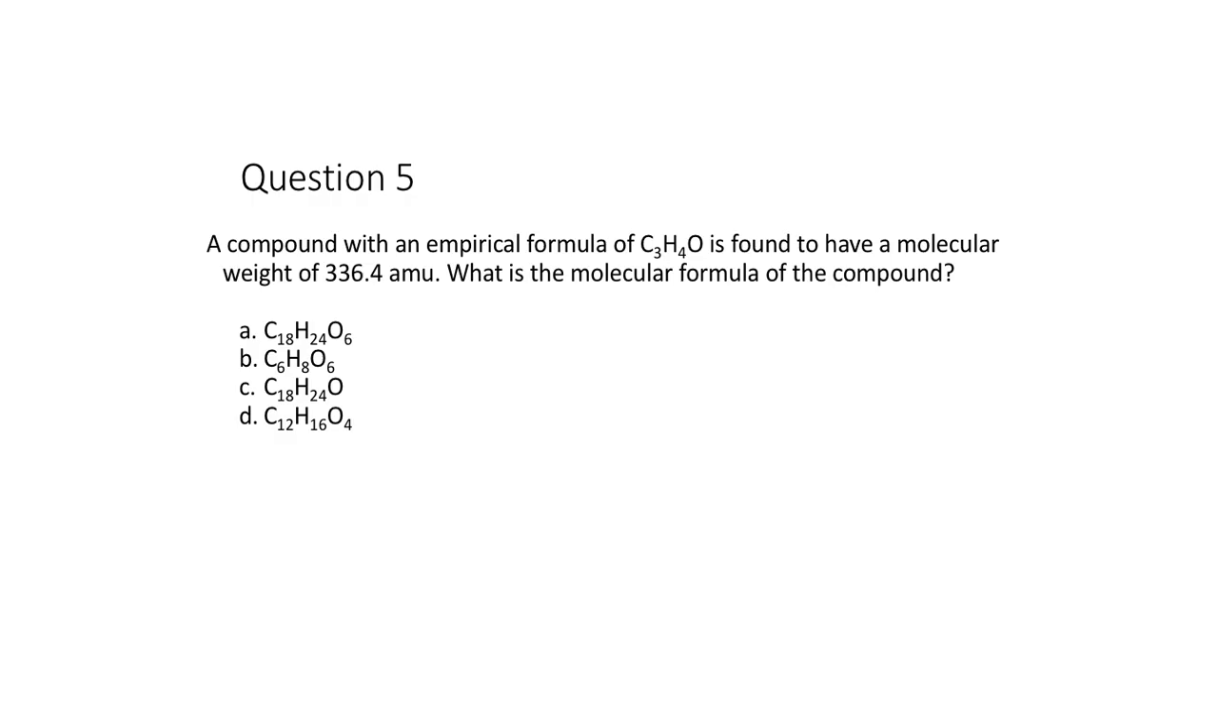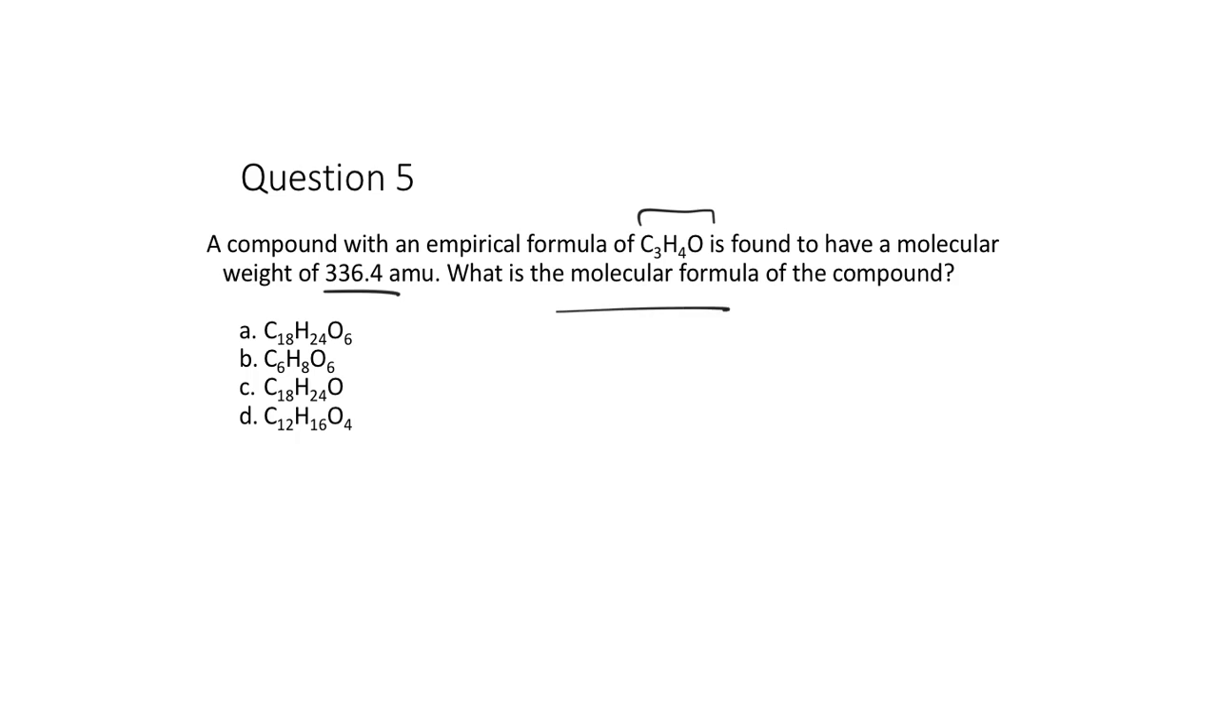Question 5 here is kind of like the second part of that example. Once you determine an empirical formula, perhaps from the percent by mass data, let's say you determine an empirical formula for a compound as C3H4O, and then let's say we do an experiment, like mass spec, which is how we determine this in the lab and one of the key experiments. A mass spectrometry experiment can give us the molecular weight of a compound, and let's say we determine the molecular weight of this compound is 336.4 AMU. What is the molecular formula?